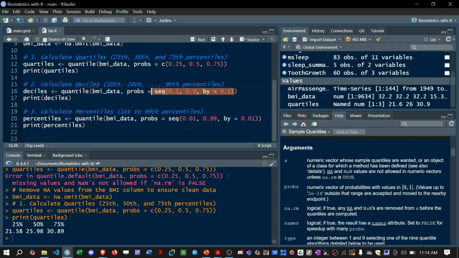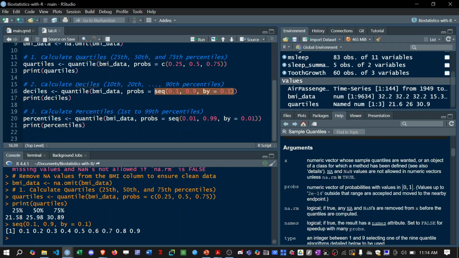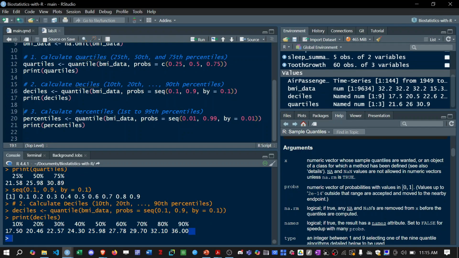So if I run this code, this sequence function creates a vector sequence with a step of 0.1 from 0.1 to 0.9. So this is what we are having now. Instead of just writing this out, I'm using the sequence function to make it easy for me. So this is what I'm going to apply to the quantile function. And when I run it now, I get my deciles, as you can see. Anybody with BMI below this falls into the first decile group.